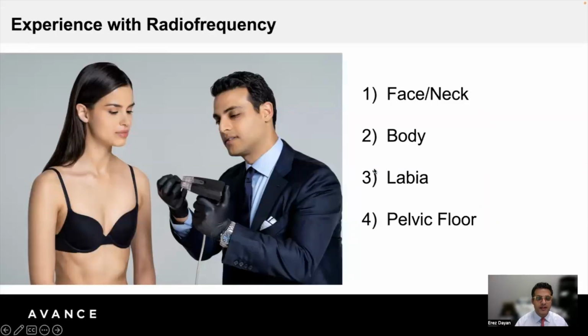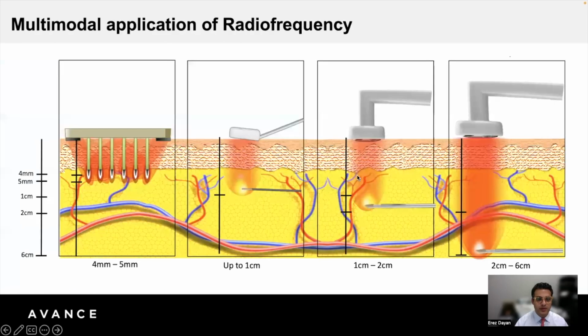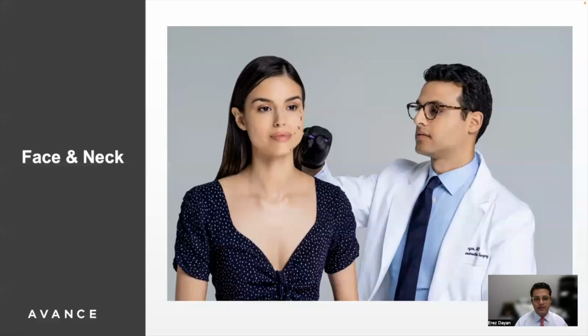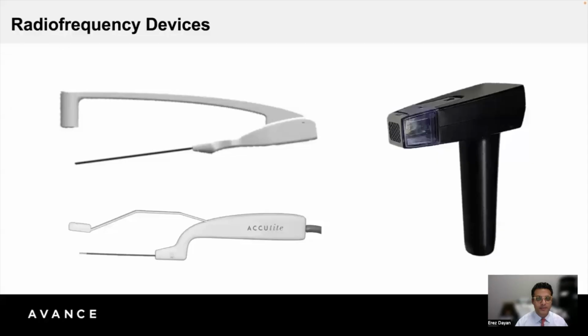So the nice thing about these technologies is we're able to use them head to toe in all Fitzpatrick types. So we use them on the face and neck area, body area. There's also technologies that we'll use for pelvic floor and labia. So I want to walk through different areas with you, what our considerations are, and how we treat these patients. These are the devices that we prefer to use for the face and neck area.